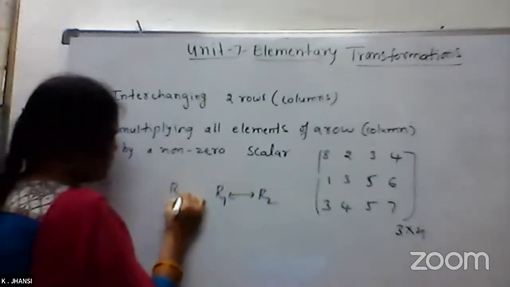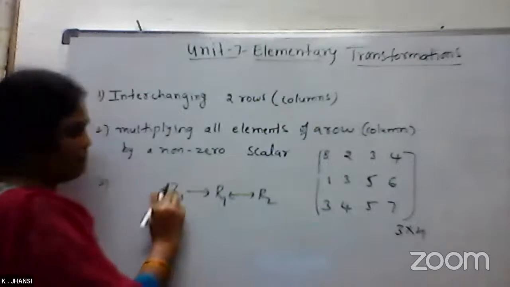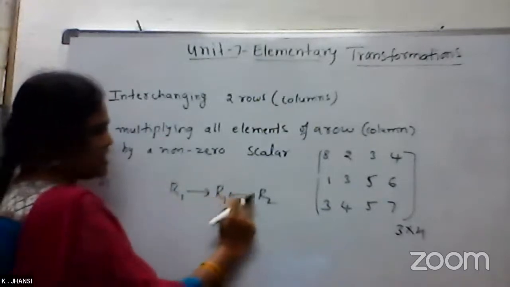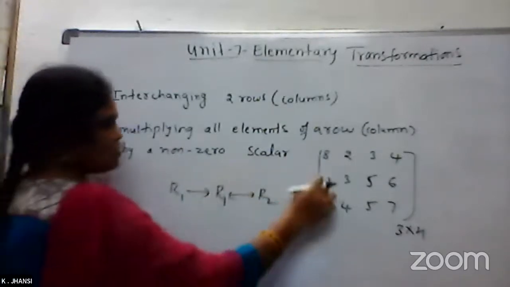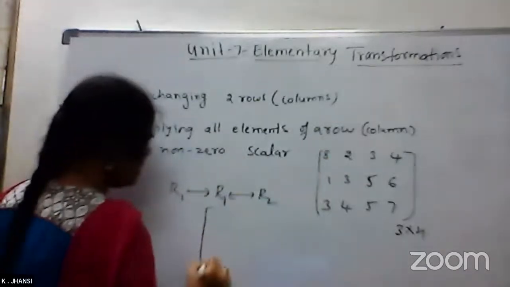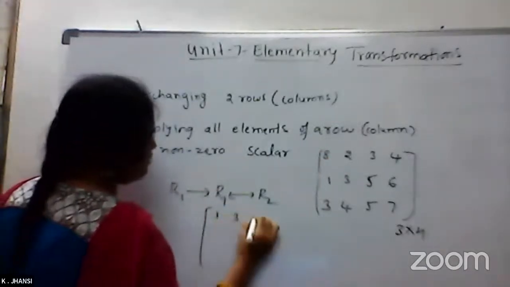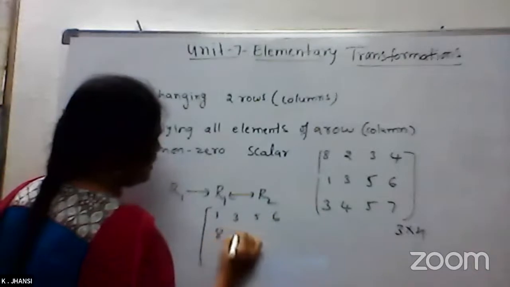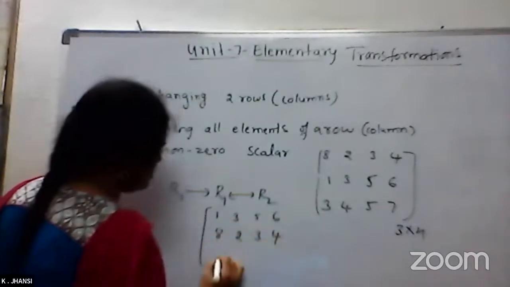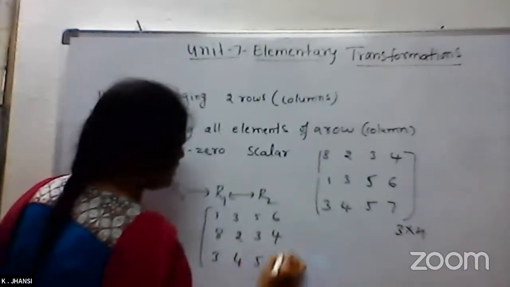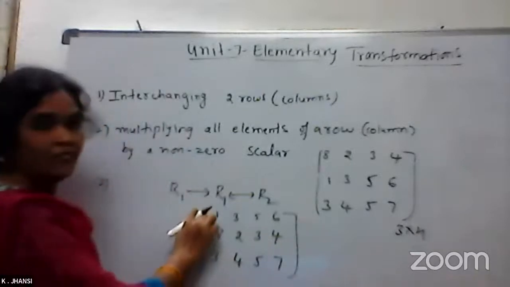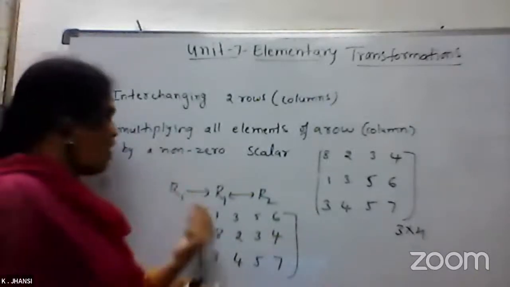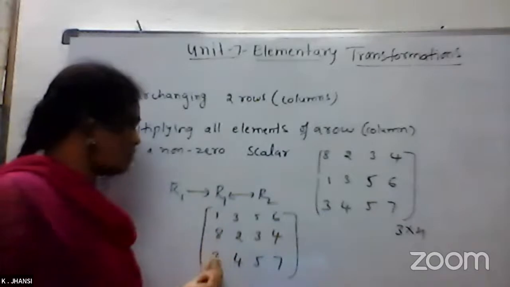This is how we write the elementary operations. Even you can put it like this: for what row you are doing, for R1 row, you are interchanging R1 as R2. So this R2 will become here: 1, 3, 5, 6, 8, 2, 3, 4, 3, 4, 5, 7. So the first element we are making as 1. Now you have to make this as 0 and this as 0.